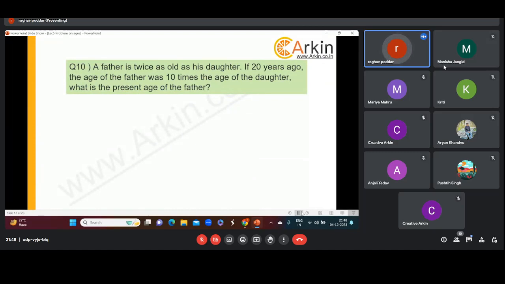A father is twice as old as his daughter. If 20 years ago the age of father was 10 times the age of daughter, what is the present age of father?